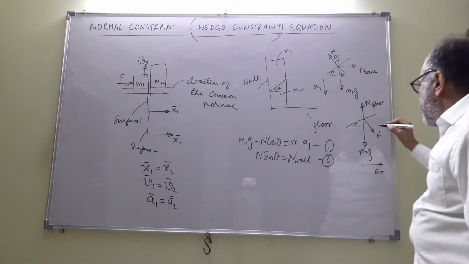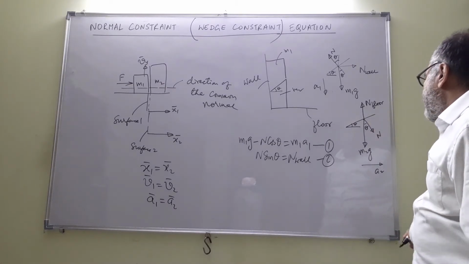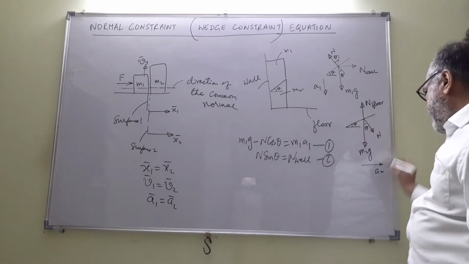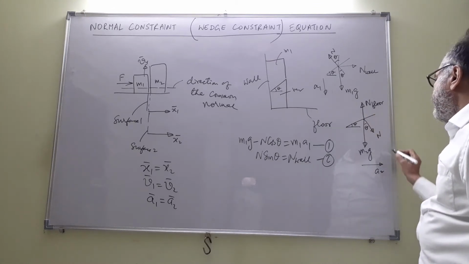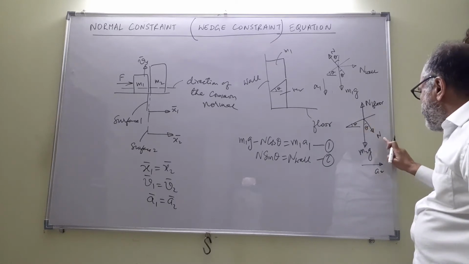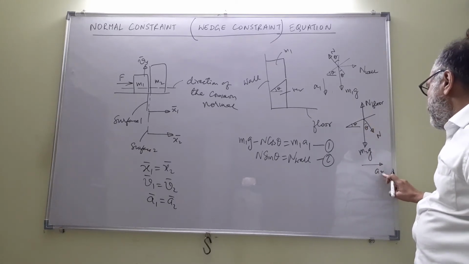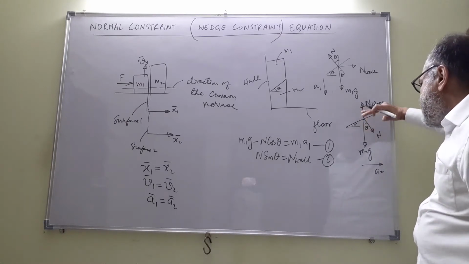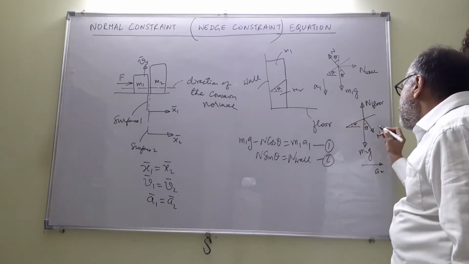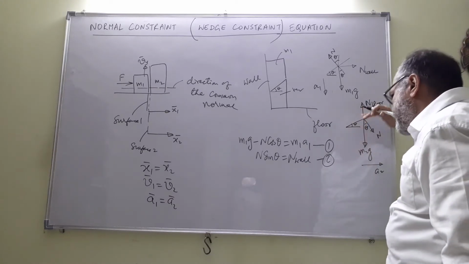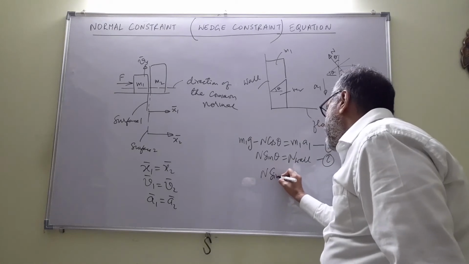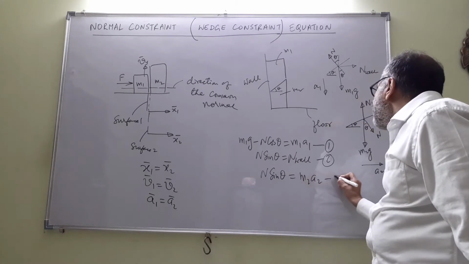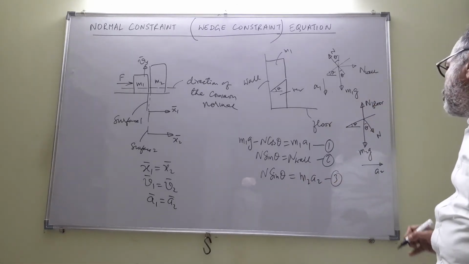Coming here, this angle would be theta. So we can now resolve n. Now this is accelerating, having an acceleration towards the right. So this acceleration will be due to the horizontal component of n, which is nothing but n sine theta. You resolve n cos theta and n sine theta. So n sine theta will be equal to m2 into a2. That is the third equation.